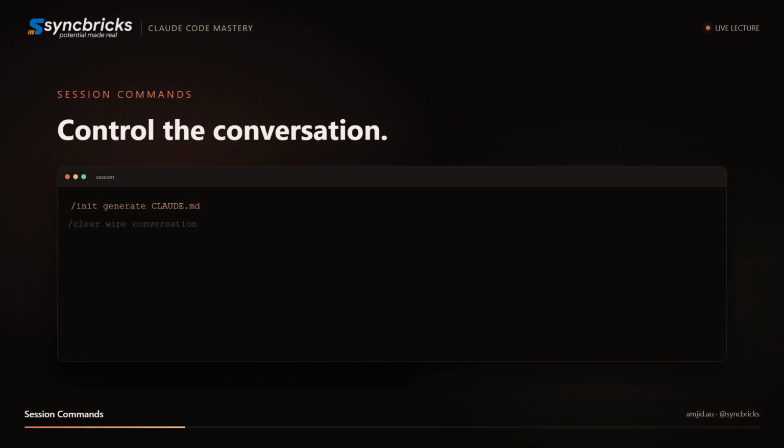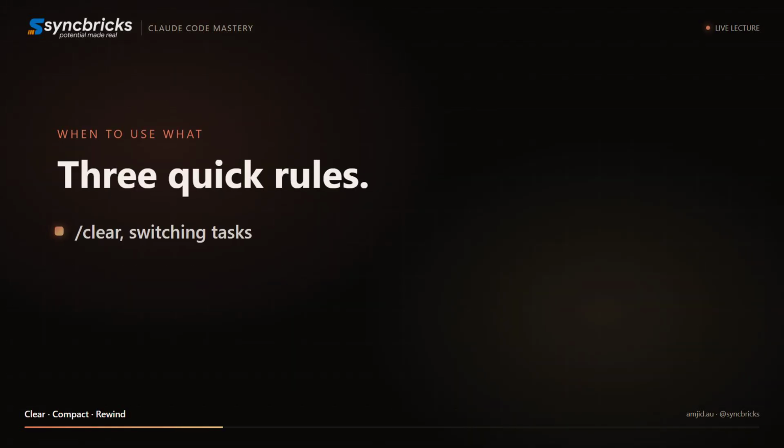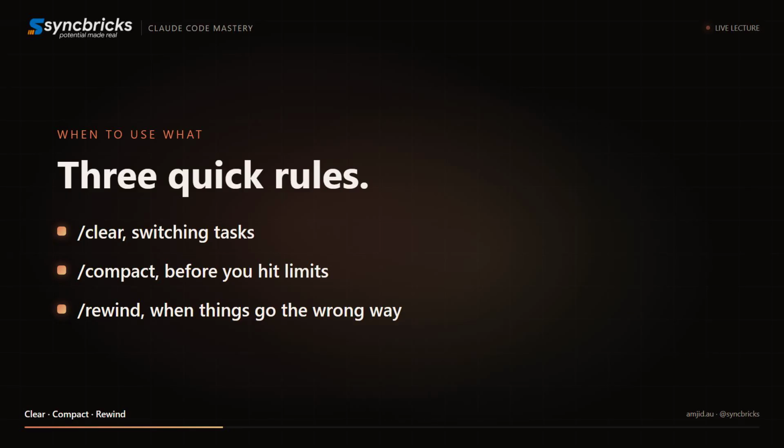You can initialize your project configuration, clear the current conversation, compress context, rewind to a previous checkpoint, resume sessions, create branches, and exit the application. Clearing the session is useful when switching tasks. Compacting reduces context usage while keeping important information. Rewinding allows you to go back to an earlier point if the conversation moves in the wrong direction.